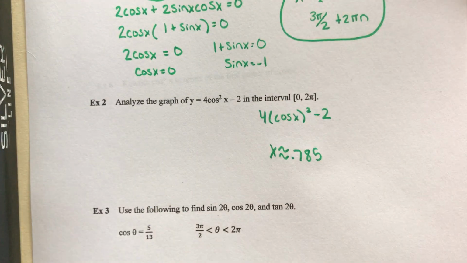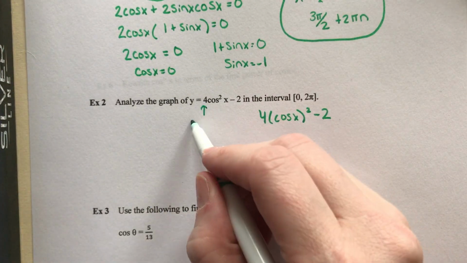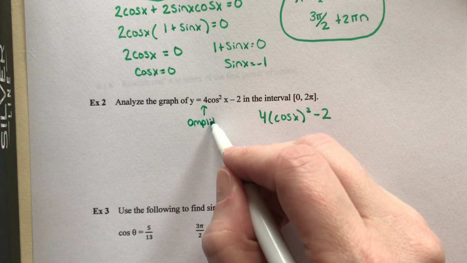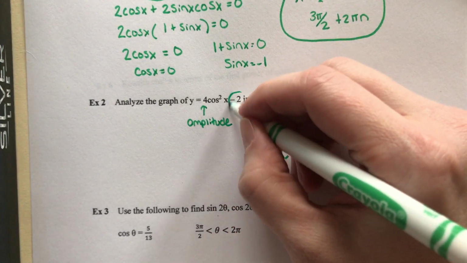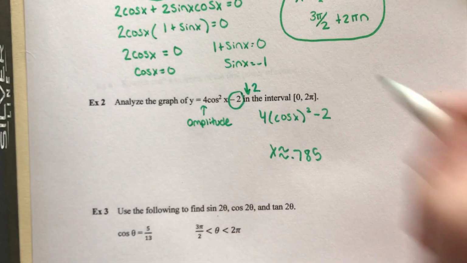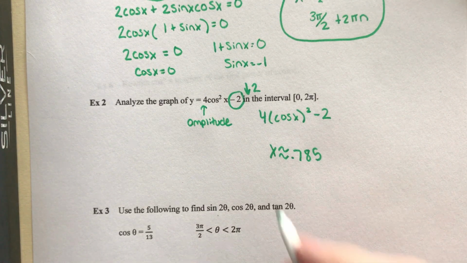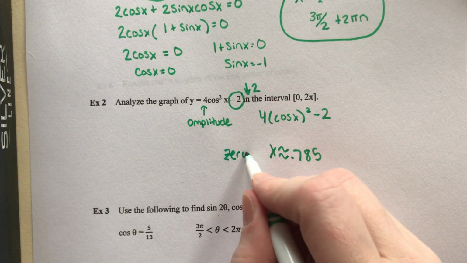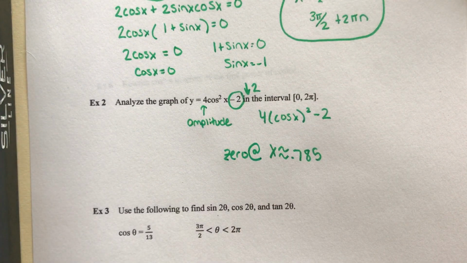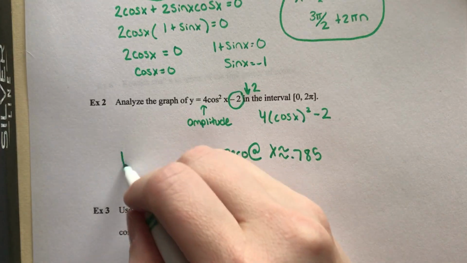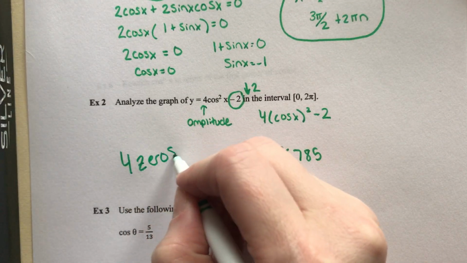Okay, so just reviewing that a little bit, right? This is our amplitude, the number out in front. But this -2 shifts the graph down 2. So instead of going all the way up to 4, it now goes to 2. But it still has a difference of 4. It's going from -2 to +2. So I'm also going to label this. We have a 0 at x equals 0.785. But total in that region, there were 4 zeros.